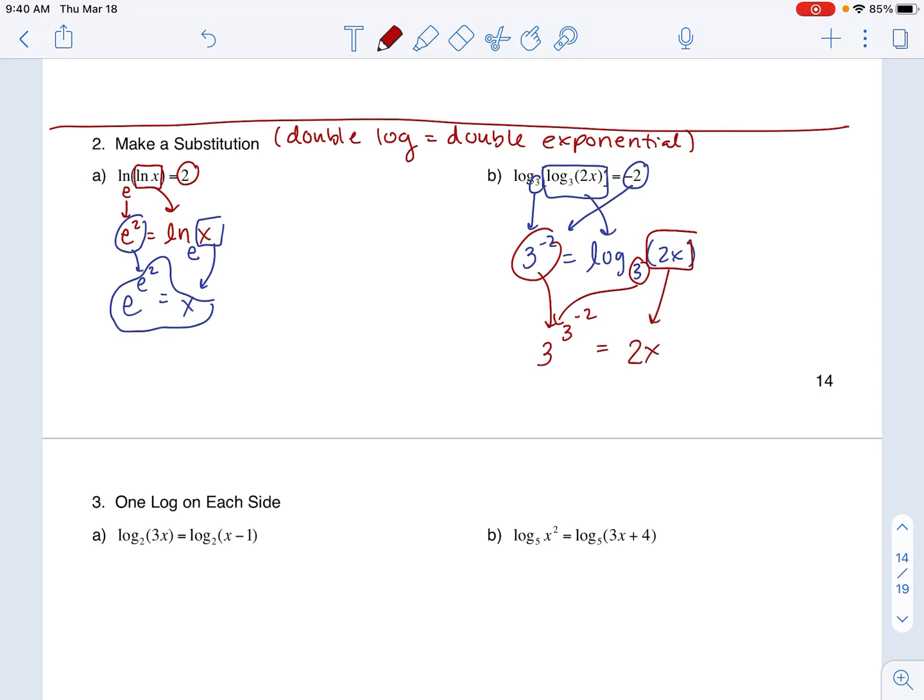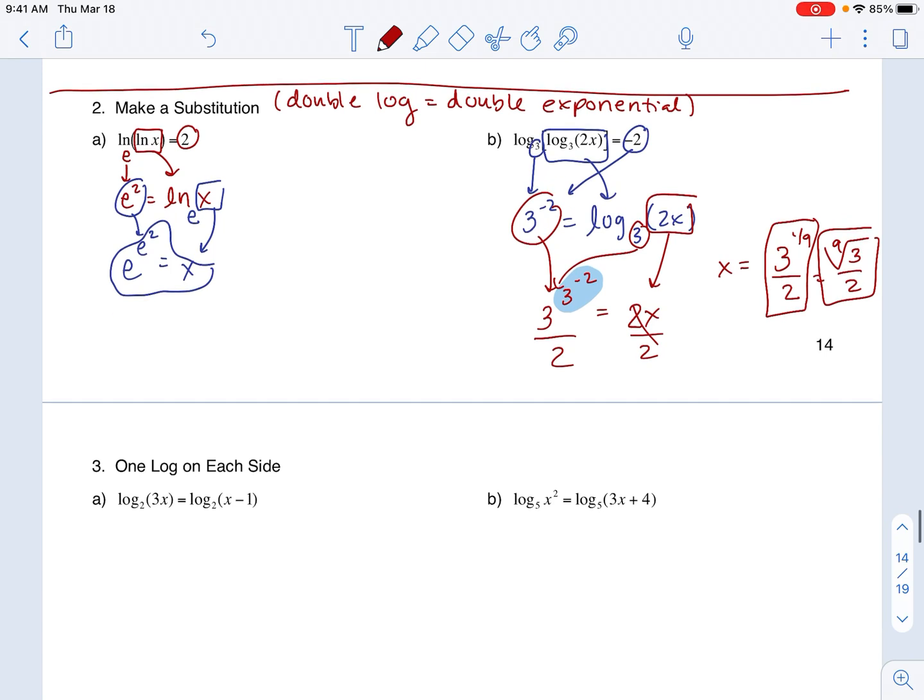2x. Now I'm still not done, I have to divide by 2 to solve for x in this case. And you can actually simplify a little bit. 3 to the -2 is 1 over 9, right? So this technically would be x equals 3 to the 1/9 over 2. Now 3 to the 1/9 is also known as the 9th root of 3. So I would take either of these answers for your final answer there.